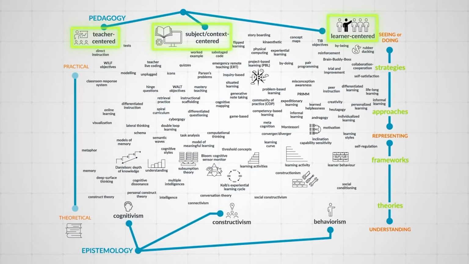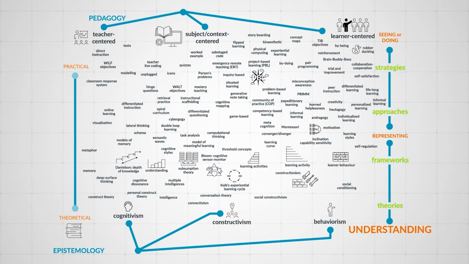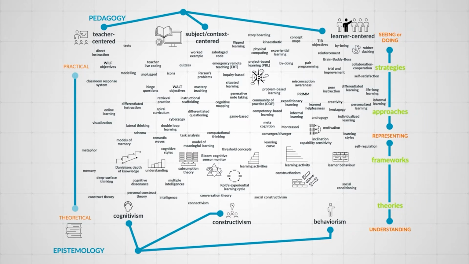On the left of the map, there runs a continuum between epistemology, the theoretical, and pedagogy, the practical. This continuum can also be described as running from academic through to professional. On the right of the map, the continuum is the same, but described in terms of understanding through to doing. At the bottom, there is understanding of theories, passing through representation by frameworks, to the practical, the seeing or doing of teaching. These two continuums help locate items in the learning landscape.